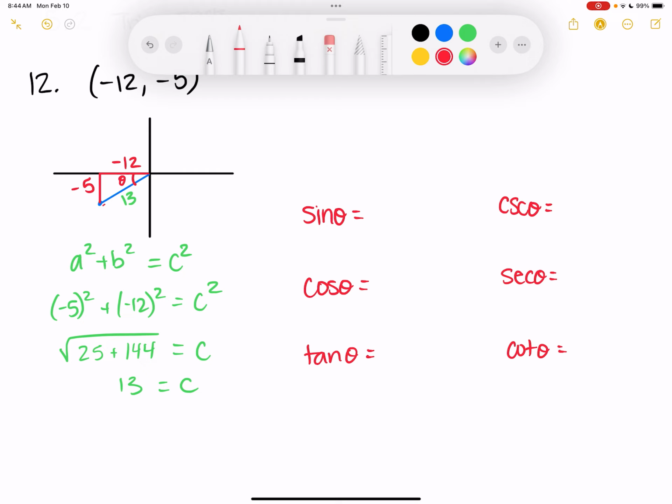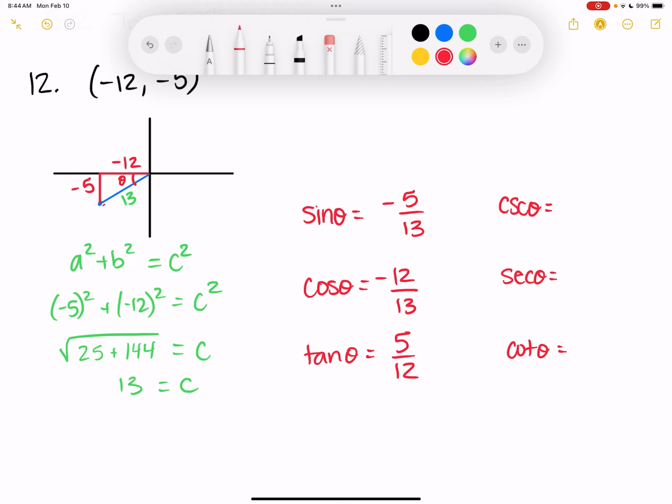So sine is, and this is just again a throwback to geometry. We've done the new part where we've set it up, opposite over hypotenuse. So this one is negative 5 over 13. Cosine is adjacent over hypotenuse, so negative 12 over 13. Then tangent is opposite over adjacent, so that's negative 5 over negative 12. The negatives cancel, so that's just 5 over 12.